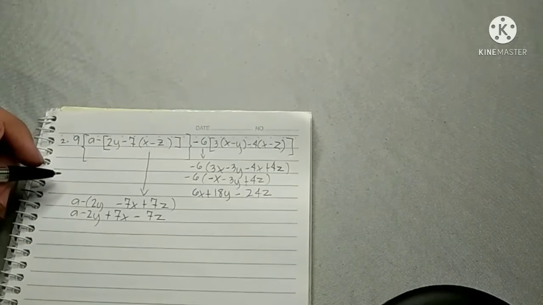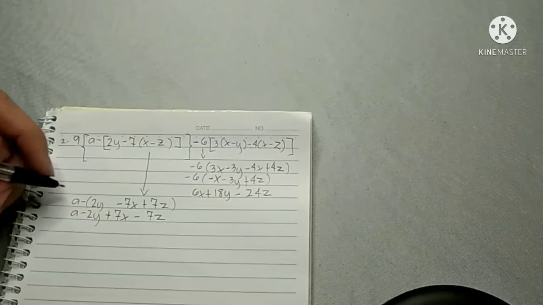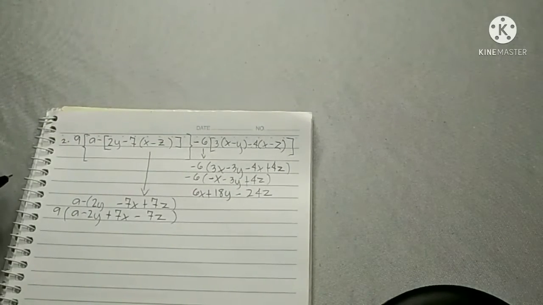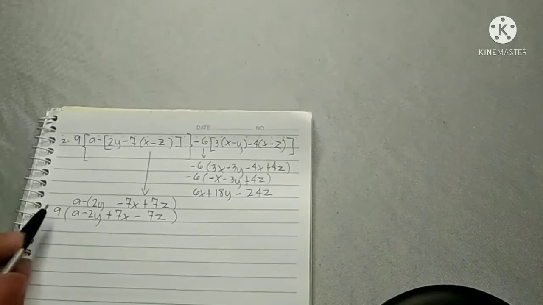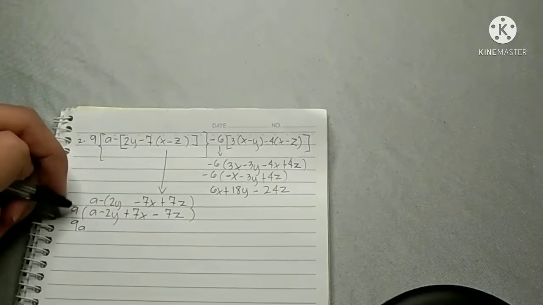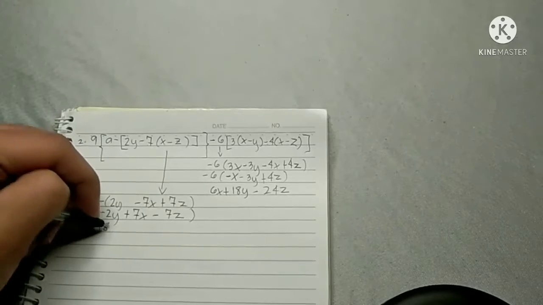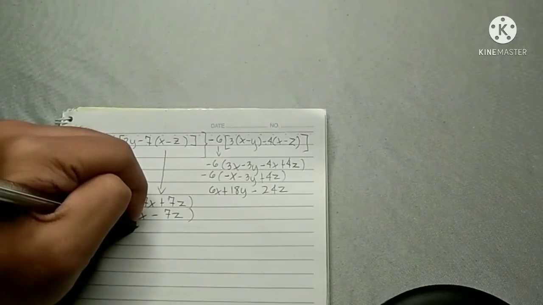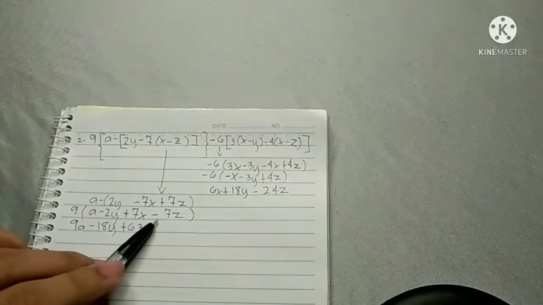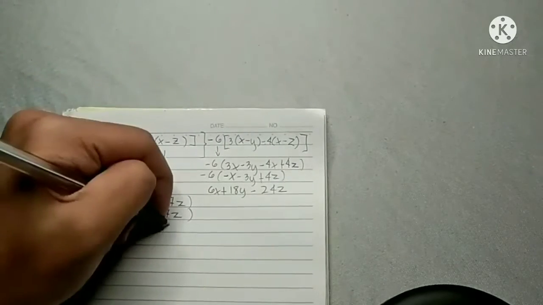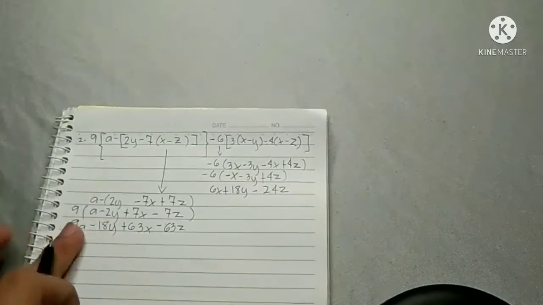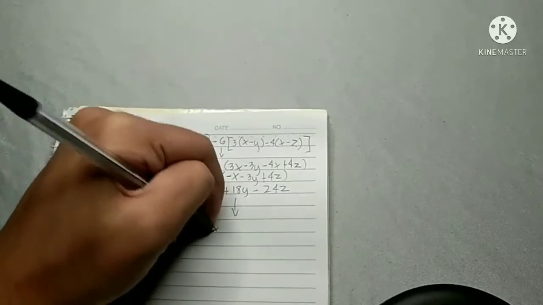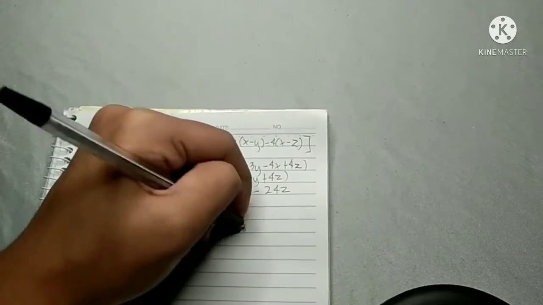Then we put parentheses and put down the 9. Then we simplify. So 9 times a is 9a. Then 9 times negative 2y is negative 18y. Then 9 times positive 7x is going to be 63x. Then 9 times negative 7z is negative 63z. Then after that, we just copy this one, the positive 6x plus 18y minus 24z.